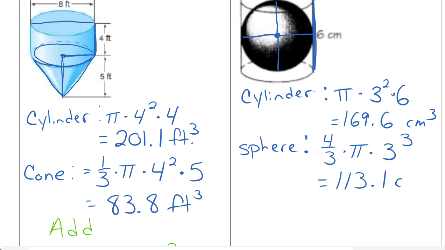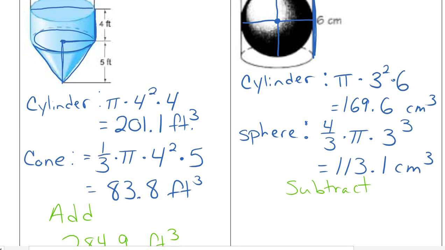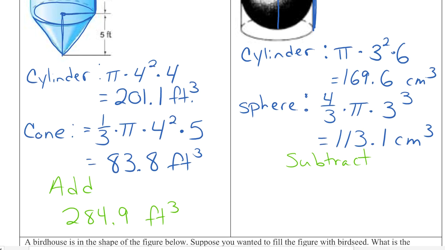You would get the volume of 113.1 centimeters cubed. Now again, the sphere is within the cylinder, so that means we are going to subtract to find the space around, the volume outside of the sphere, yet still inside the cylinder. So if I take those two numbers and I subtract, your volume comes to 56.5 centimeters cubed.